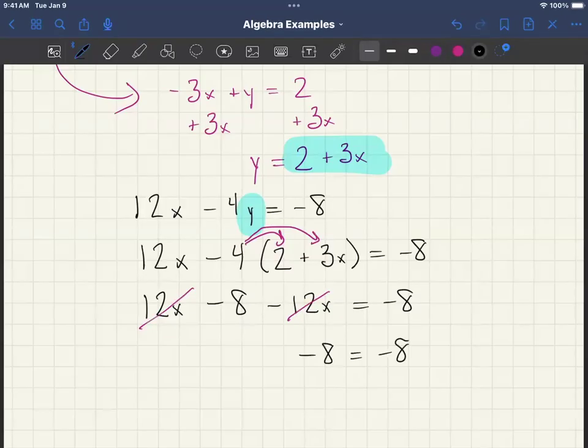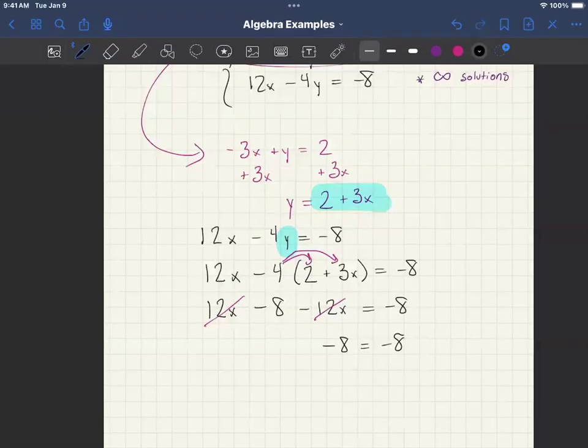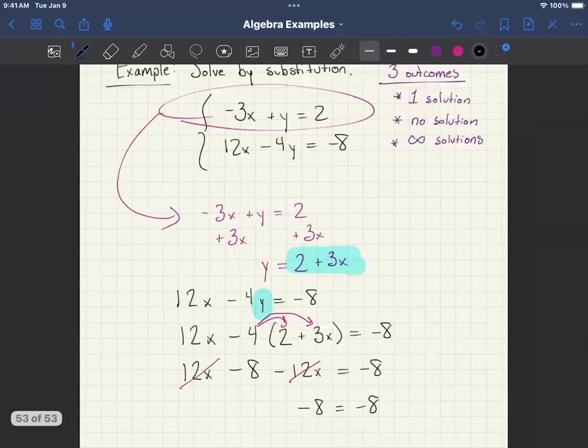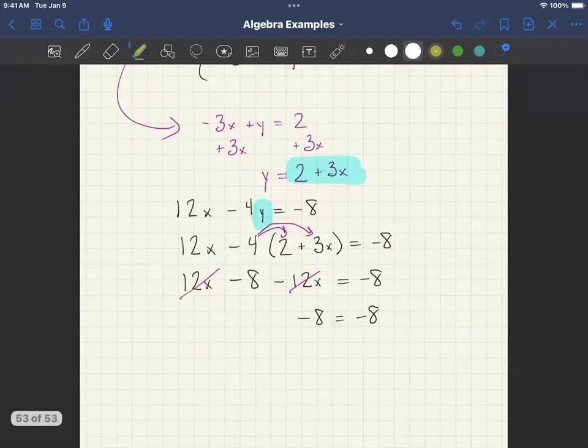Now, at this point, you might be wondering, did I take a wrong turn somewhere? We have a statement that's always true no matter what. Well, we did not, in fact, take a wrong turn. What happened in this situation is that we are in the third of our outcomes. When you have a statement that is always true, you are looking at infinitely many solutions for your system of equations. So, it's always true.